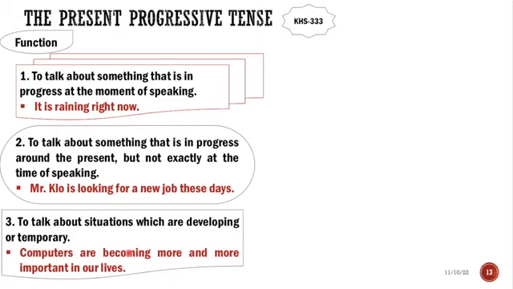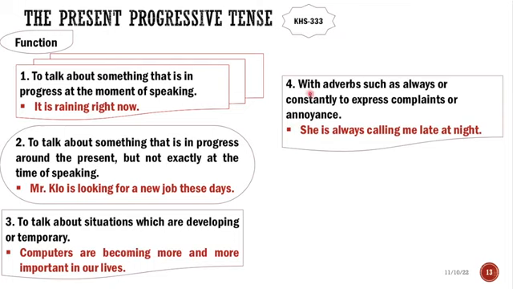Number four: the present progressive with adverbs. The adverb here is like always or constantly, to express complaints or annoyance. Example: she is always calling me late at night.